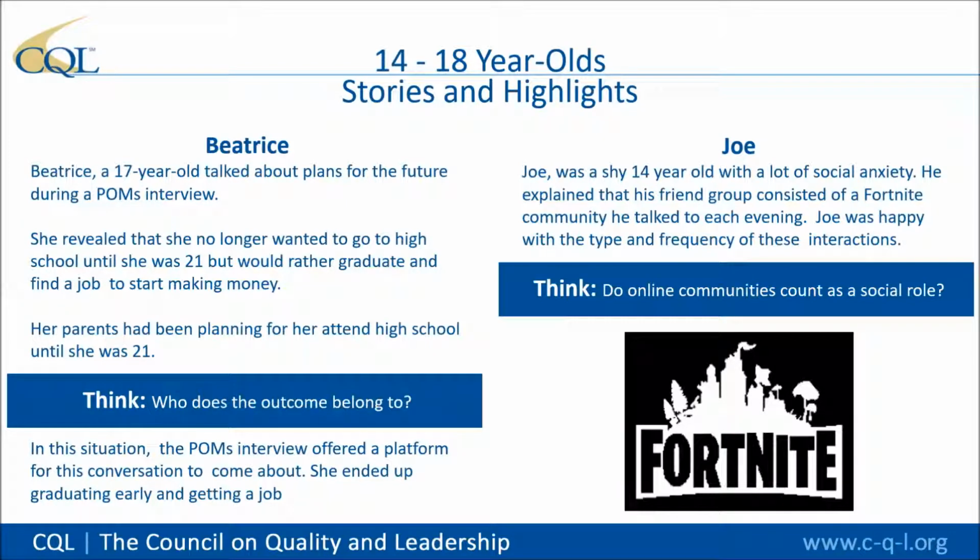So thinking of these things, and again, it's ever evolving. So that is developmental strategies and highlights of the 14 through 18-year-old group. So I will turn it back over to you, Betsy.